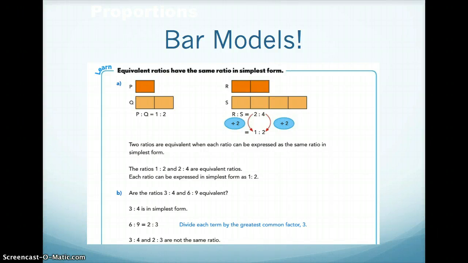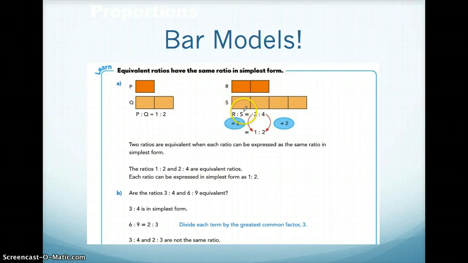Today's lesson is on bar models. Please make sure you're taking notes. Here we have equivalent ratios, which have the same ratio in simplest form. So P to Q is 1 to 2, and we have that shown with bar models.